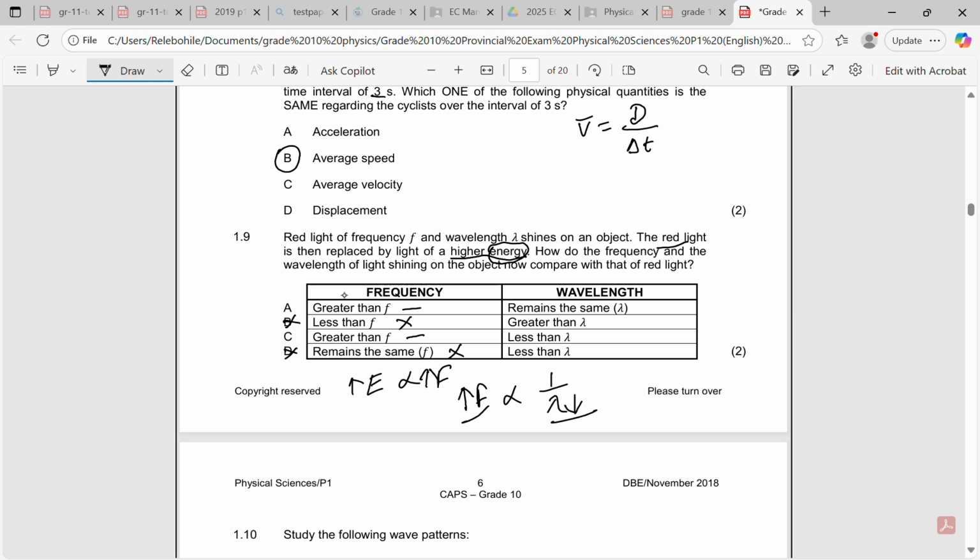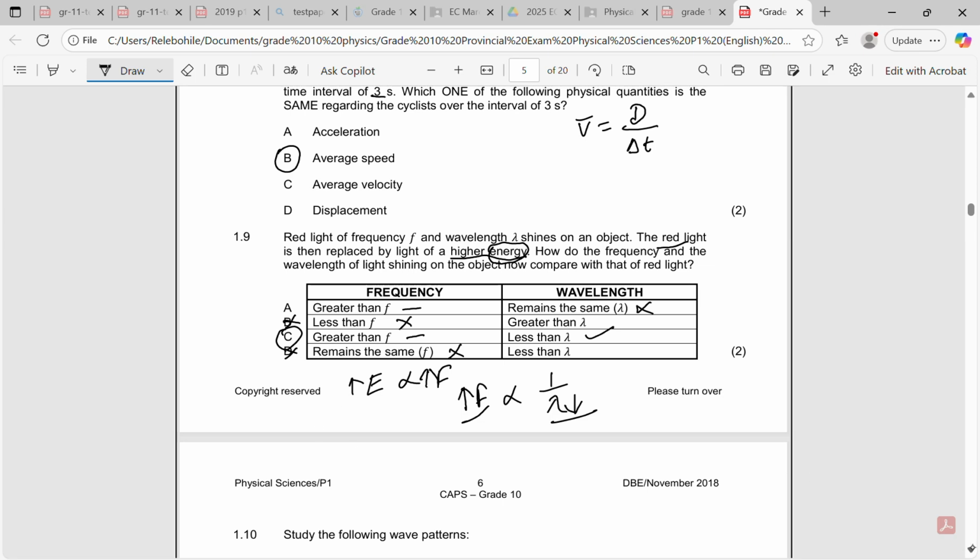So if I look at option A, it says yes, I will have a greater frequency, but the same wavelength. So this won't be correct. Now let's look at C. C says I'm going to have a greater, increasing frequency, right? But when I have an increasing frequency, I should have a smaller wavelength. So here it says less than. So that means our option here is going to be C.